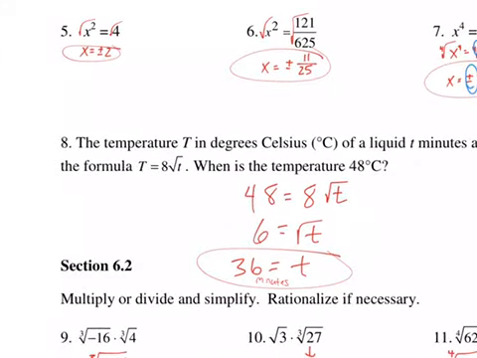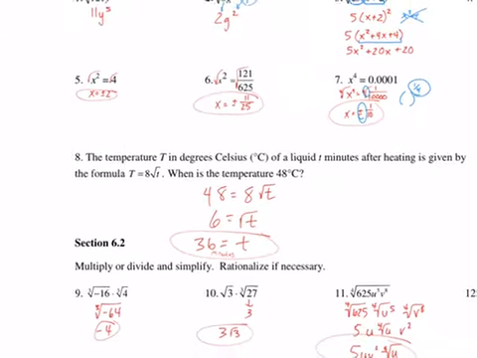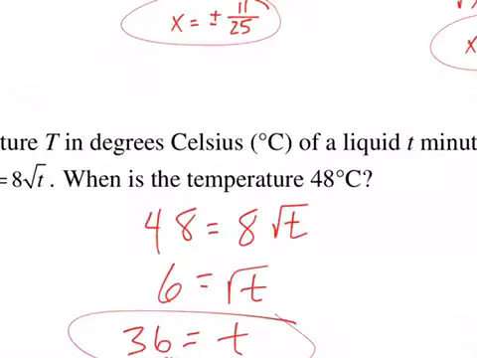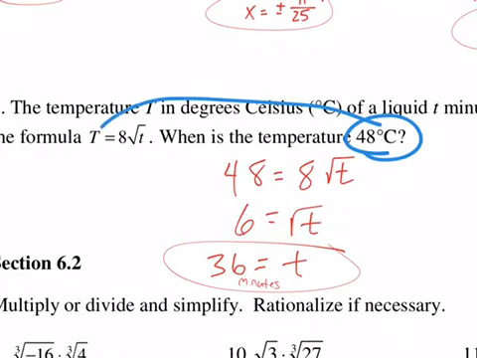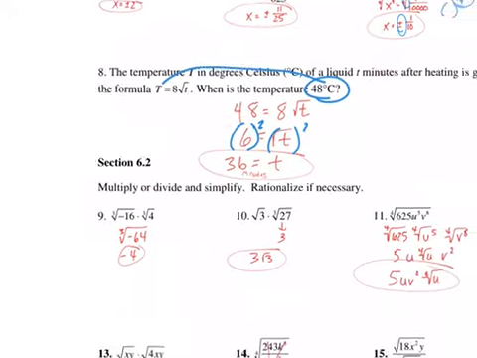This problem here is just an evaluation problem. The temperature T in degrees Celsius of a liquid T minutes after heating is given by this formula. What's the temperature? When is the temperature 48 degrees? So this is telling us the temperature. We can plug it in for T. Then right here we're dividing both sides by that 8 to get the square root by itself. That way we can square both sides to get the answer.